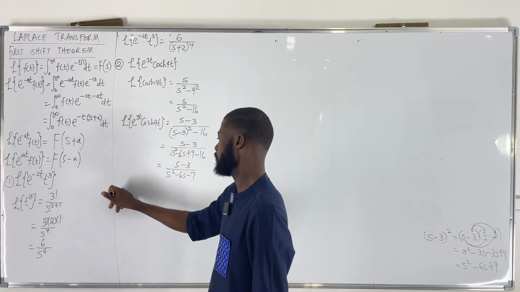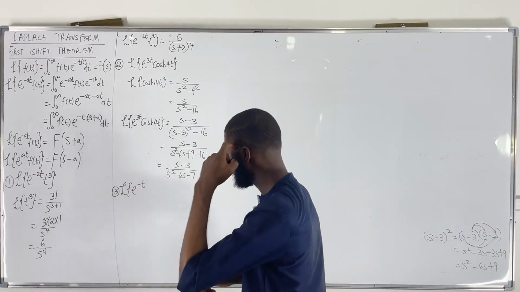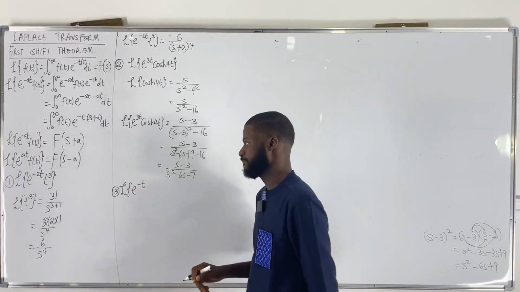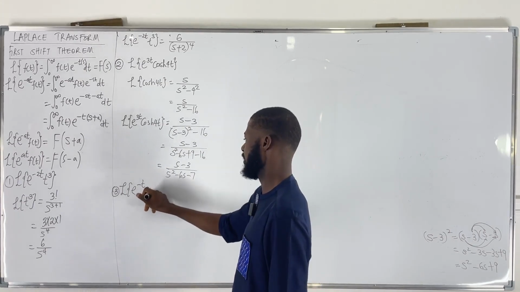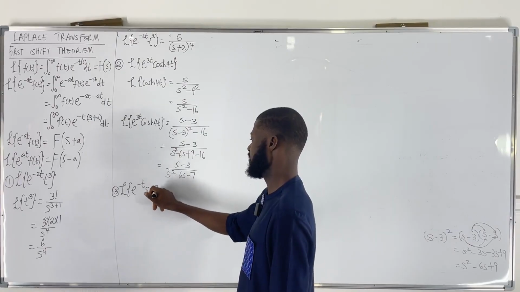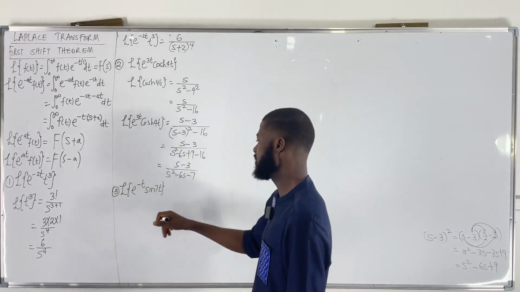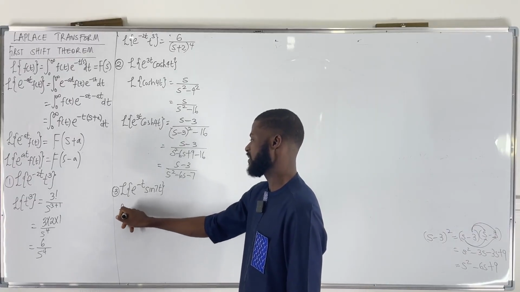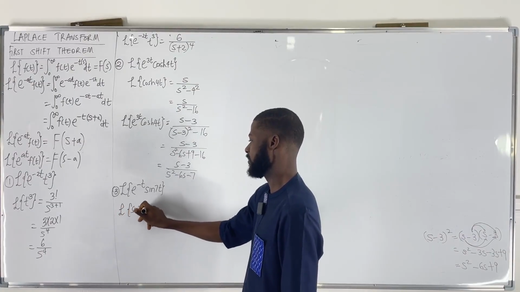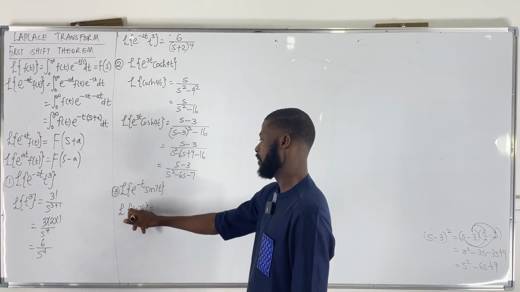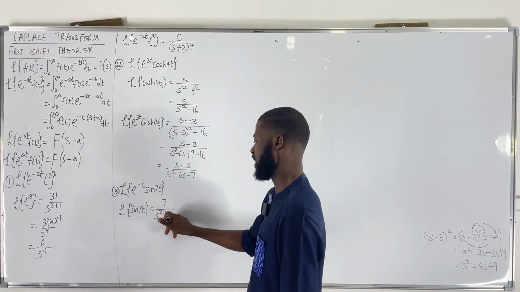Number 3, Laplace transform of e to negative t. Let's say we have sine this time around. Sine 7t. Now in this case, first thing we want to find is the Laplace transform of sine 7t. So first of all, the Laplace transform of this will give us 7 divided by s squared plus 7 squared.